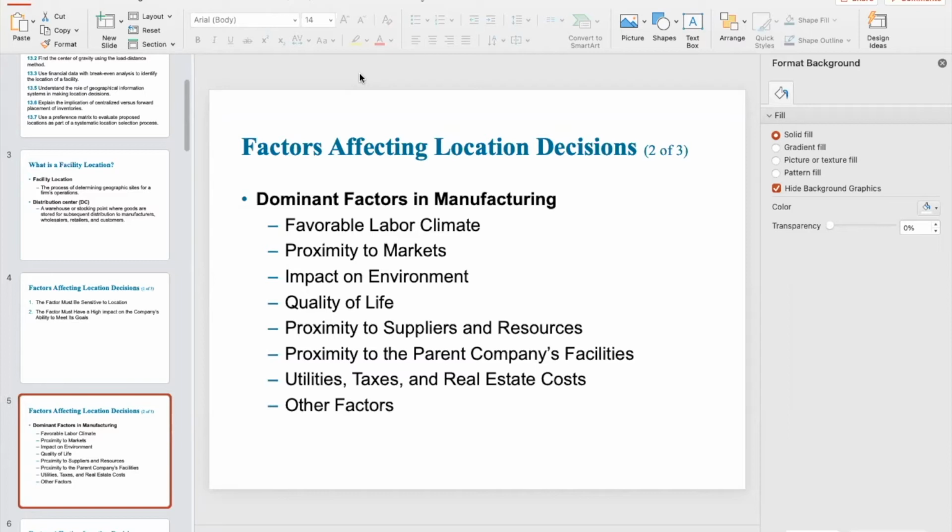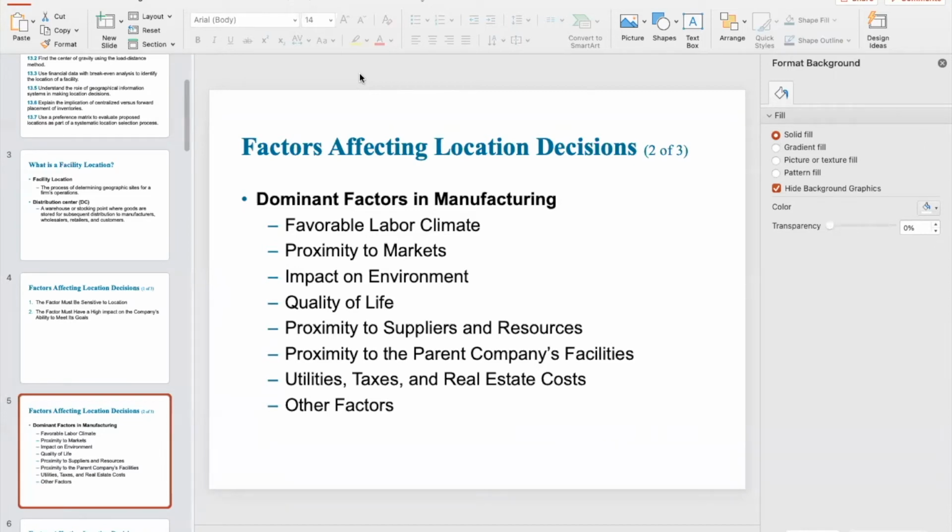So another very important factor would be proximity to markets. This is very crucial, especially for those products that really need customers to test before they purchase. For those specific types of products, the customer has to first look at them before deciding whether they would like to purchase it or not.